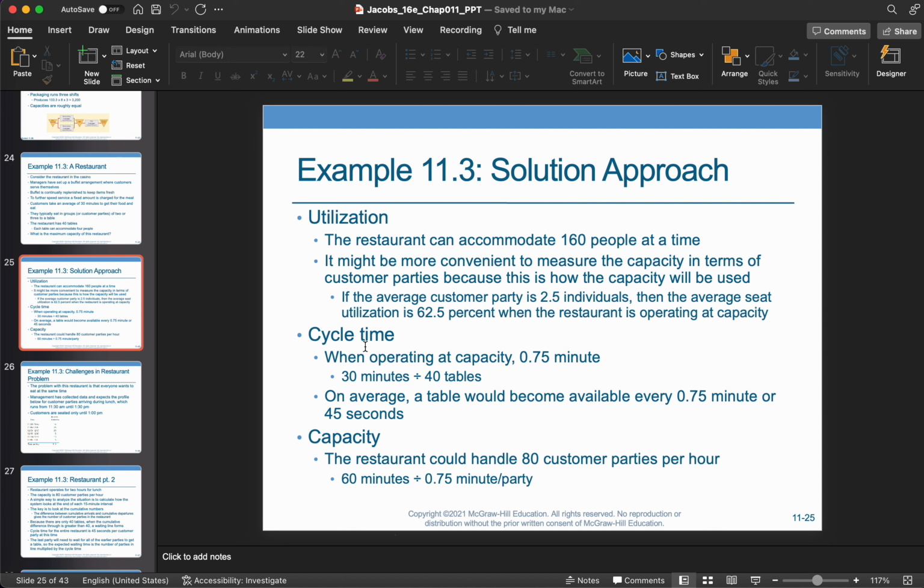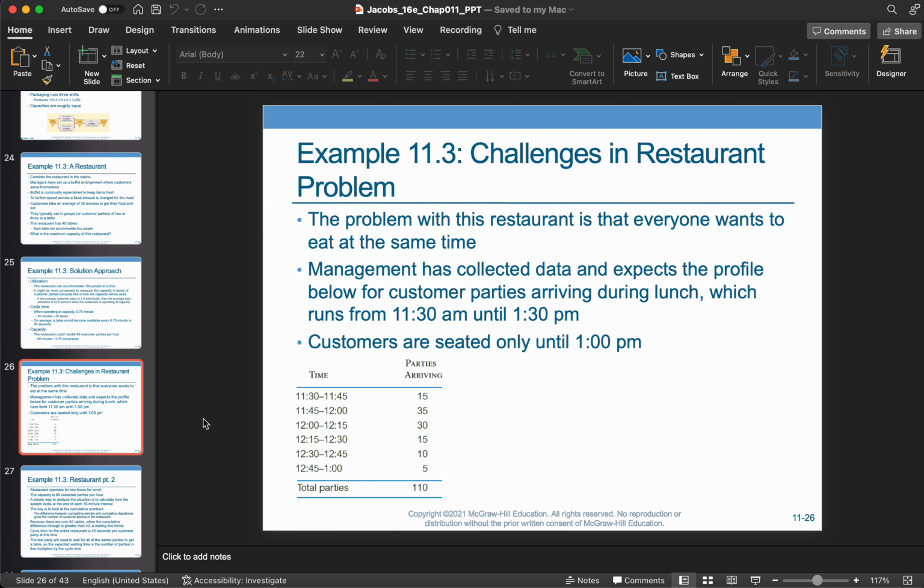So total cycle time, when operating at capacity, is 0.75 minutes, and I can calculate that because it is 30 minutes divided by the 40 tables that we have. The operating capacity is 0.75 per minute. That's the cycle time. And then, of course, I can calculate the capacity also, right? So these are all very simple numbers to calculate. This is not a difficult number to calculate.